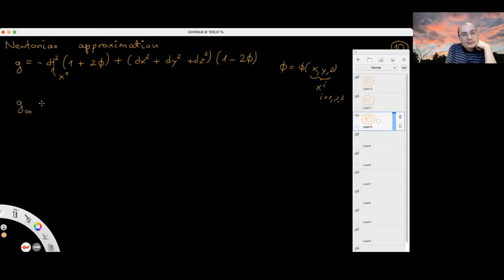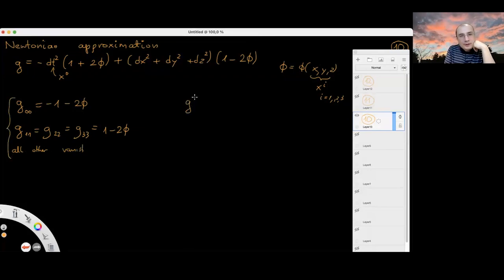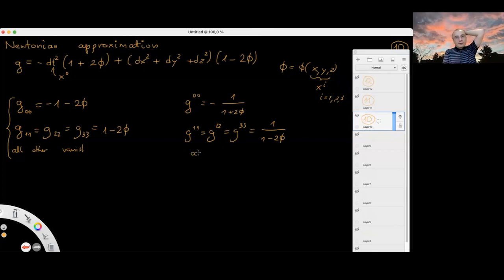So the lower index metric is g_00 equal to minus (1 plus 2 phi), and g_11 equal to g_22 equal to g_33, that's equal to 1 minus 2 phi. All other components vanish. That's the metric. And the inverse metric is fairly easy to calculate. That's just g^00 equal to minus 1 over (1 plus 2 phi), and g^11 equals g^22 equals g^33, that's 1 over (1 minus 2 phi). All other components vanish.